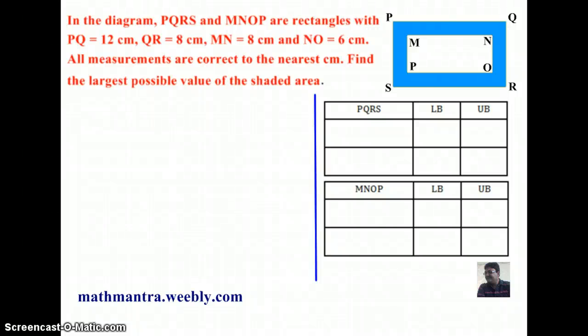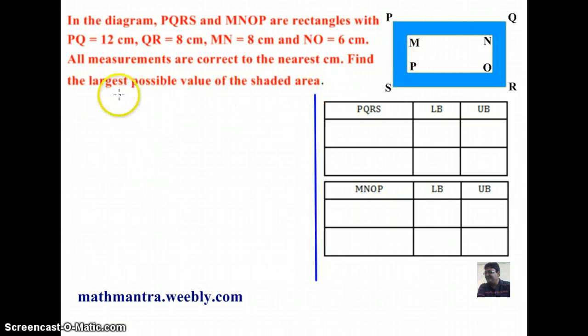In this session, we are going to use the concept of measurements and bound to solve a simple problem. In our case, the dimensions of rectangle PQRS and MNOP are given to us, and we are supposed to find out the largest possible value of the shaded region. Now, the shaded region is the region between the rectangle PQRS and MNOP.